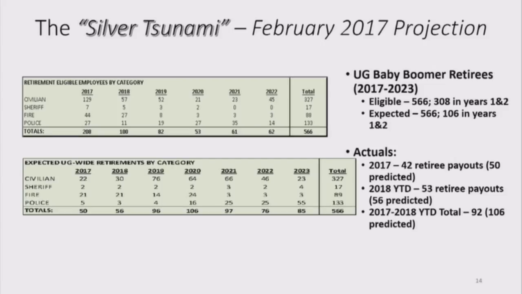But what actually happened was, for example, in 17, we had 42 retirees paid out where I had predicted 50. And so far, year to date, we've had 53 where I predicted 56. So for a total for that 2-year period of 92 instead of 106. So, we're pretty close on our predictions.